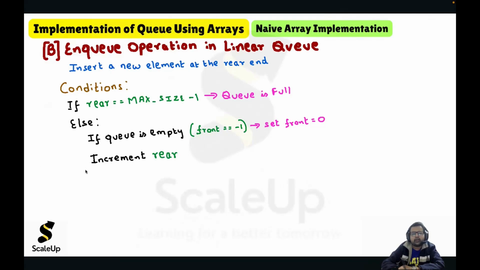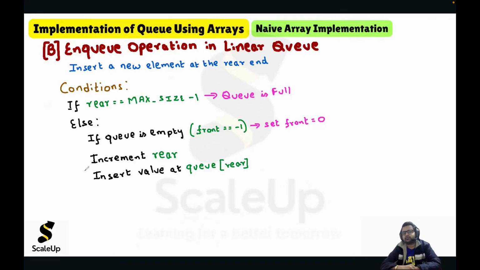And after incrementing rear, the rear will point to the index where we have to insert the new element, because NQ means adding a new element. Inserting a new element will insert the value at Q[rear], where Q is the array and rear is the index, and that rear is pointing to the new index where the element needs to be inserted. So these are the conditions for the NQ operation in linear queue.